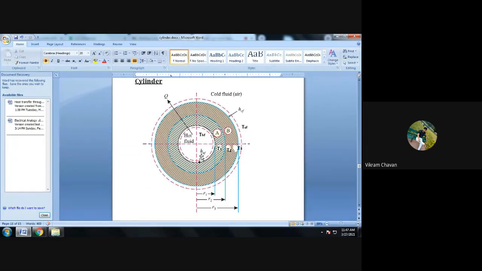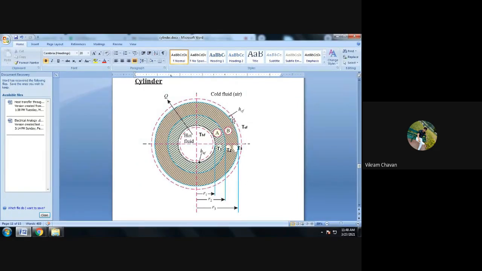Now surrounding this particular composite cylinder, another fluid is there. Let us consider air is there, and the outer surface of this composite cylinder, or the external surface of B cylinder, is transferring the heat to the external environment.